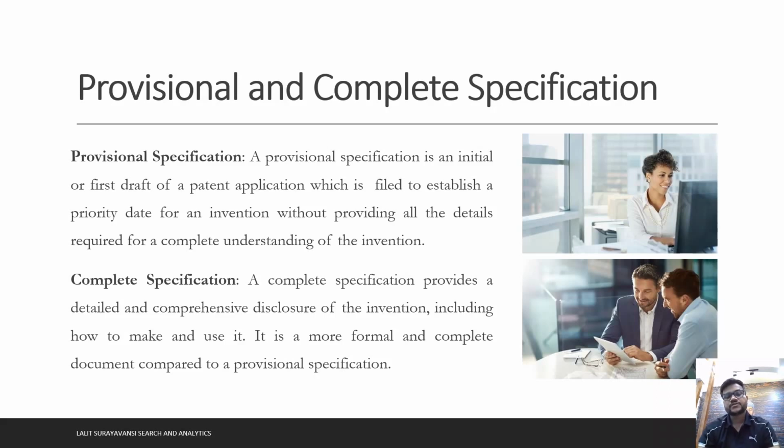What is a complete specification? Once you file a provisional application, the patent office gives you 12 months to file a complete specification. You write everything in it in the prescribed format, the format the patent office requires. You write title, background, summary, claims, advantages, drawings, etc., and file a complete application within 12 months from your provisional patent application filing date. So this is the difference between a provisional and a complete specification.